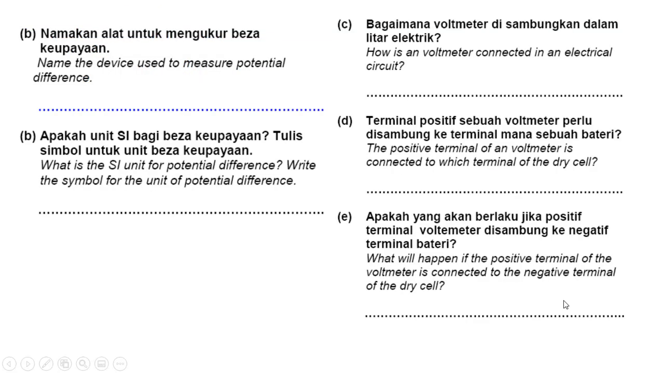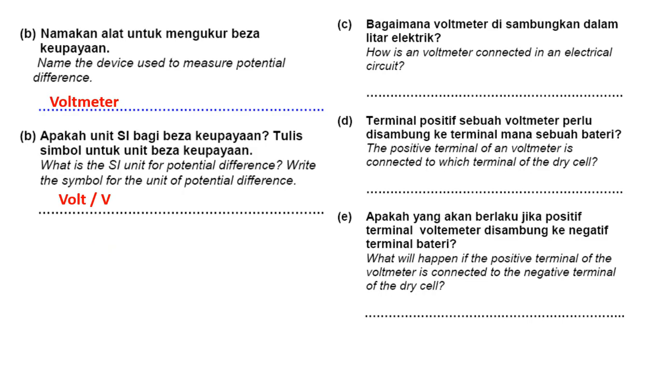Okay, name the device used to measure potential difference. Voltmeter. What is the SI unit for potential difference? Write the symbol for the unit of potential difference. So volt, and the unit symbol is V.